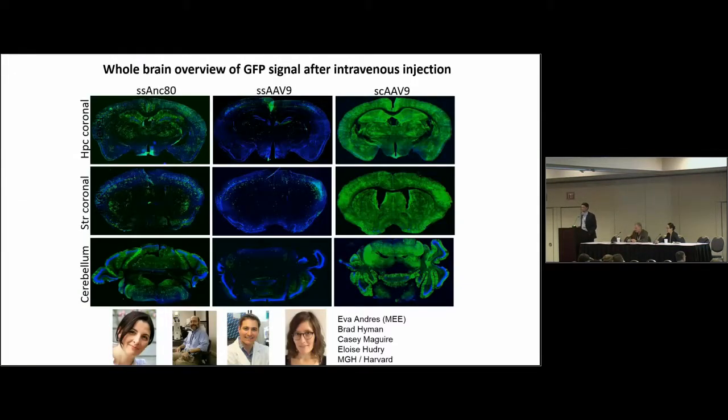This is one illustration out of a collaboration with MGH, with Ava, Brad Hyman, Casey McGuire, and Eloise Hudry, where we wanted to, for example, compare this to AAV9 in an IV administration in mice, looking at blood-brain barrier passage. And indeed, when we look at the CNS, we see that in a single-stranded context, there's a quantitative benefit to using ANKD compared to AAV9, which, as you know, is currently in the clinic. Single-stranded AAV9 performance still outperforms ANKD.